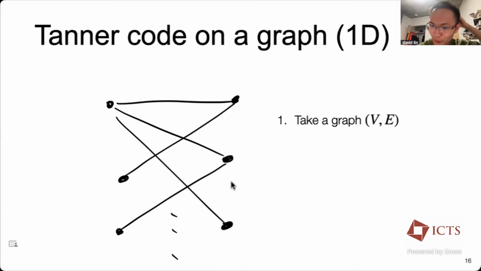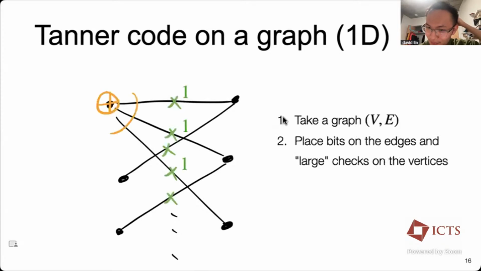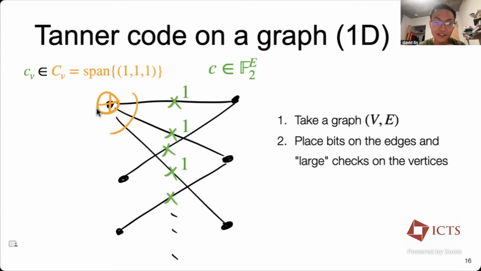So what you do is you first take a graph and you place the bits on the edges, and then you have some large check on the vertices. What I mean is that your word would be some vector inside this F2 to the E, because each edge you can assign 0 or 1. And then when is such a vector a code word? It has to satisfy some conditions.